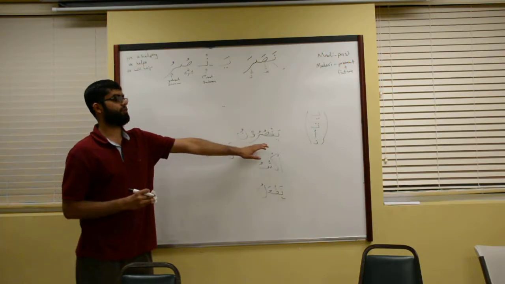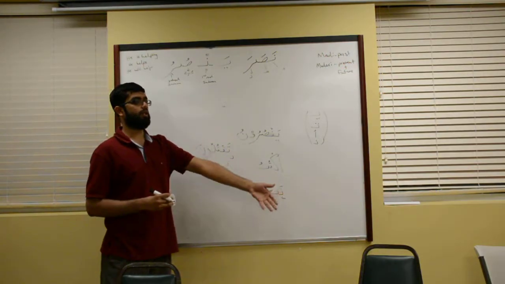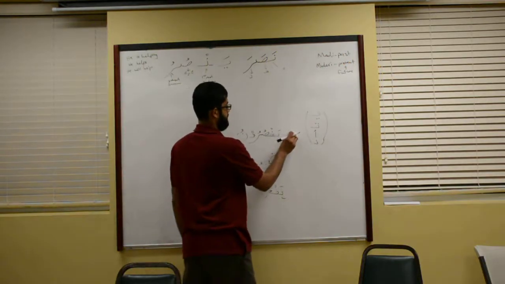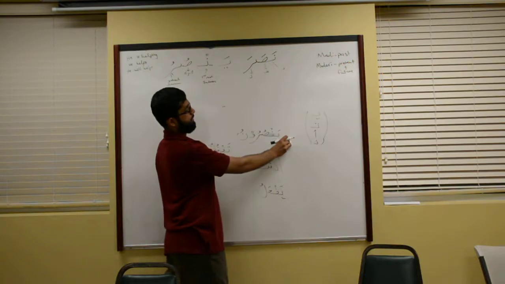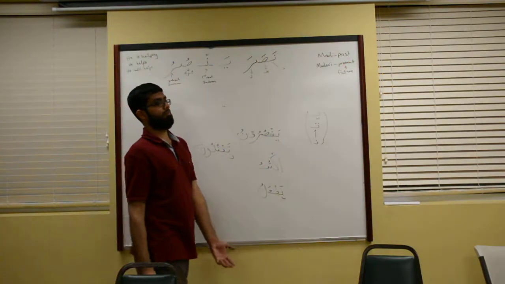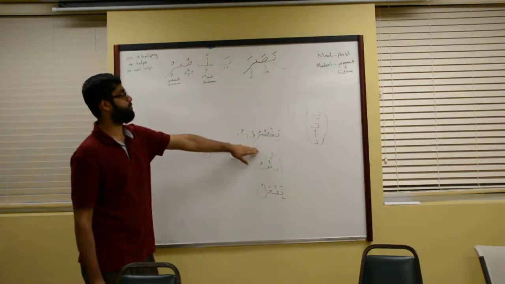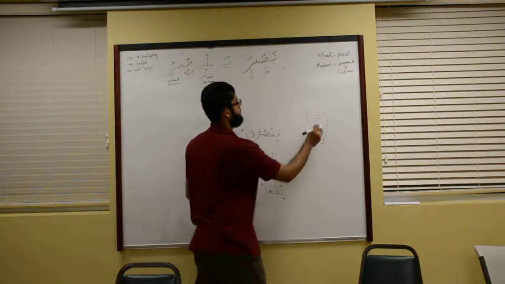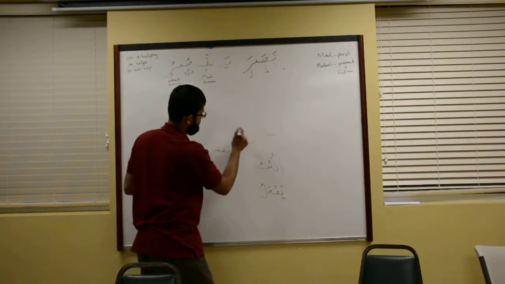Yansuruna is the conjugation for them. We're about to get to that. It's they help. It's not he helped anymore, it's they, not he. He is helping, or he will help. It's conjugated for them. So yansuru is he helps, yansuruna is they help. Let's write it down. Oh yeah, sorry, it should be yansuruna.